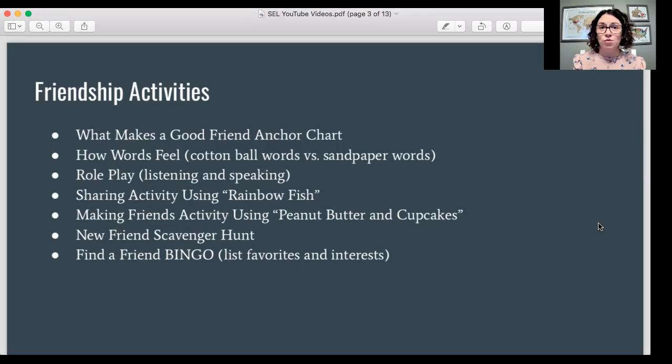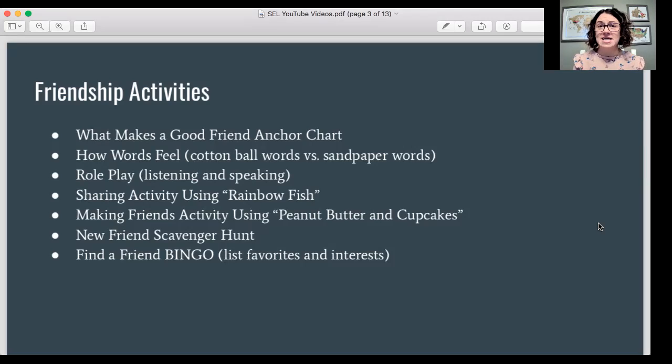We can role play. Friendship is a great one to role play with kids. What a good friend looks like, what a not so good friend looks like. They usually really enjoy this type of role play also because they get to have a reason to be mean and not get in trouble. So role play is a great one for this competency.